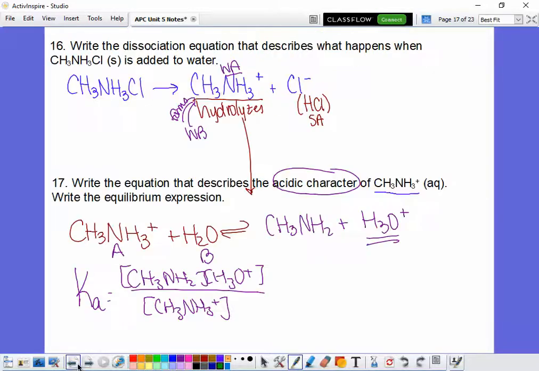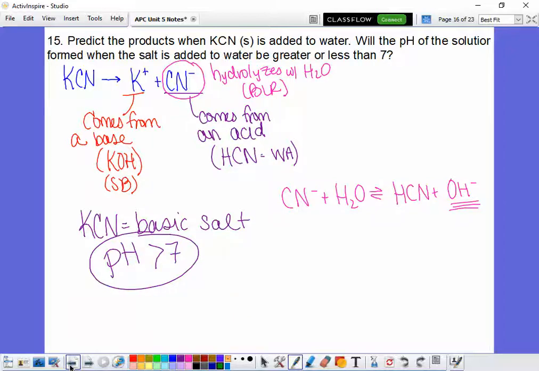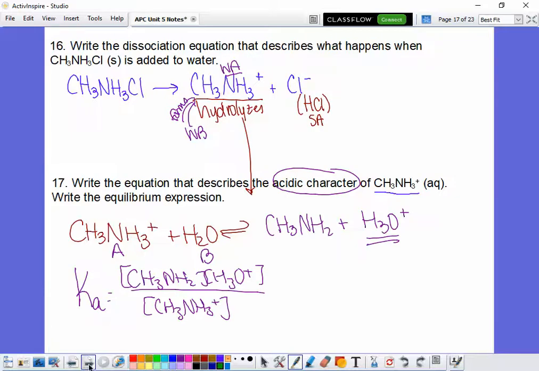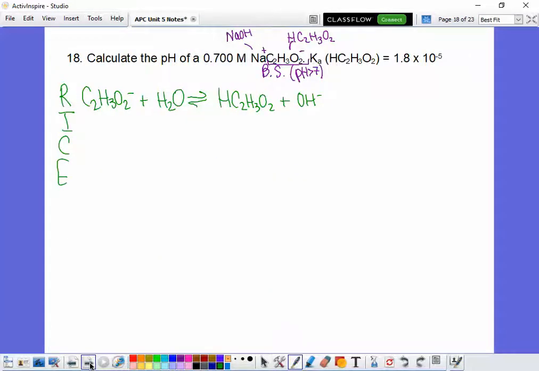I'm going to go back a page. I'm going to go back one more because this one's a little easier to understand. Same thing back here. CN minus, we know it came from HCN. So when it reacts with water, we get back some HCN because these are weak substances. Okay? So here, we get back HC2H3O2. We get back acetic acid. So cross off water. Let's fill in what we know.